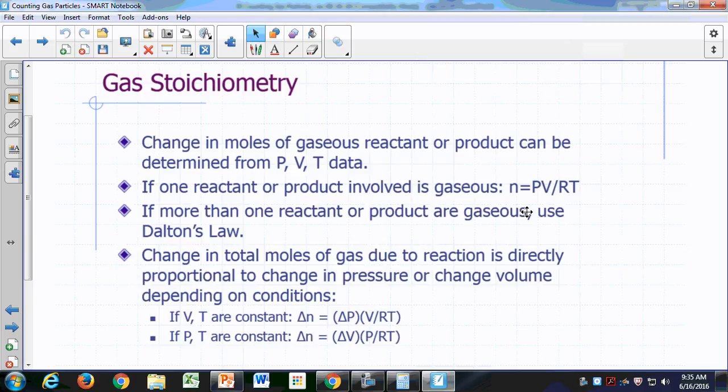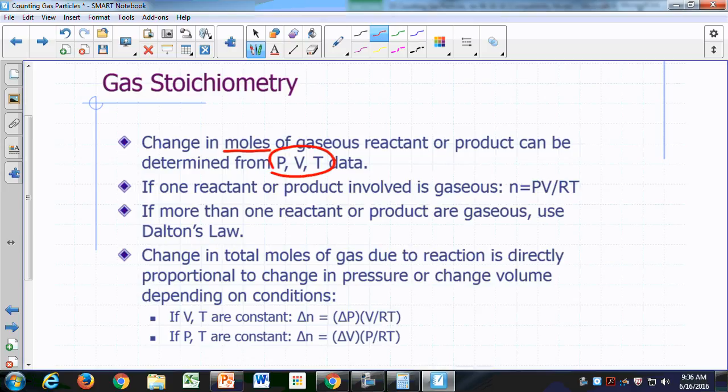We're now going to look at some stoichiometry problems for reactions that involve gases. An important thing to remember here is that when you need to figure out moles of a gaseous reactant or product, you can determine the moles from pressure, volume, or temperature data. If only one reactant or product in your reaction happens to be gaseous, then the number of moles will just be equal to PV over RT. You just use your ideal gas equation.